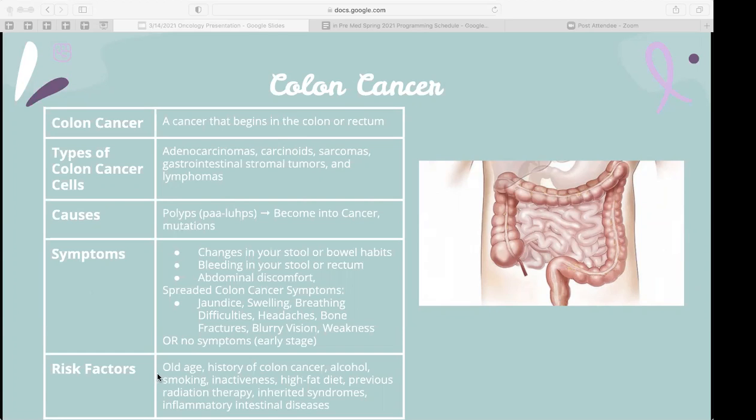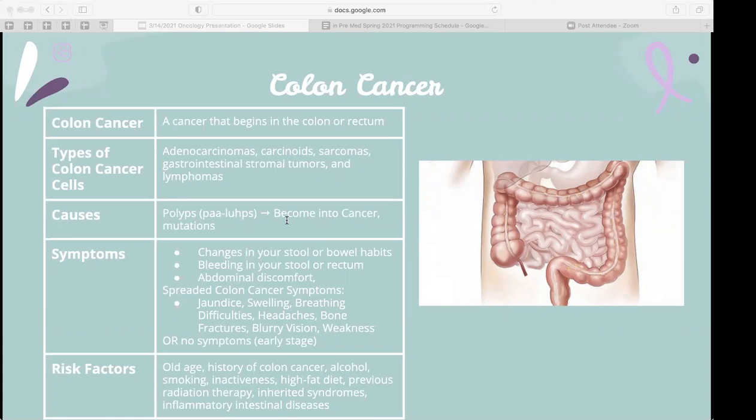Genetic mutations may cause cancer and cause abnormal cells called polyps to form. Polyps are benign, but they can become cancerous. You can remove polyps through surgery. When you have colon cancer, you start to have changes in your stool or bowel habits, aka poop. You might have bleeding in your stool or rectum, which is definitely not normal. Additionally, you may have abdominal discomfort. However, some people have no symptoms in the early stages.